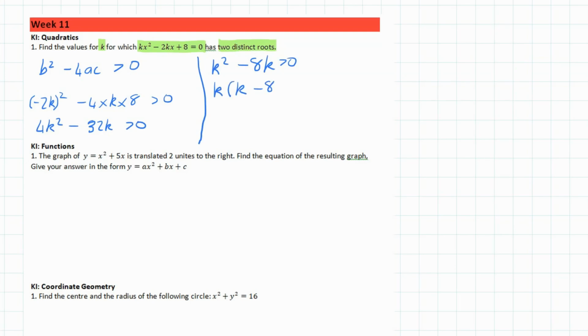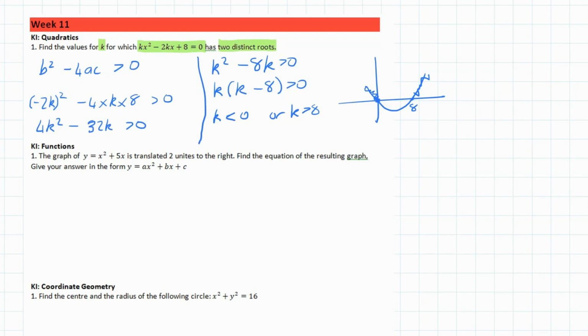Now if we were to sketch this, you can see that you've got a root at 0 and a root at 8, and so it's going to look something like this. And we want, where is it greater than 0? So when k is less than 0, or when k is greater than 8. And there we go.